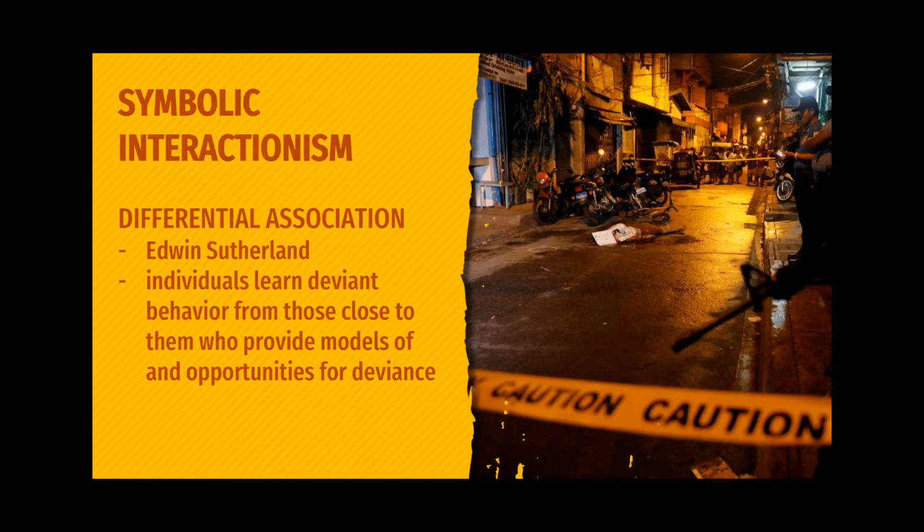Another theory under symbolic interactionism is differential association by Edwin Sutherland, and according to him, individuals learn deviant behavior from those close to them who provide models and opportunities of deviance. So again, the way we act and the social meanings of our behavior are influenced by our social interactions. And if the people we socially interact with most of the time also are engaged in criminal or deviant behavior, then we would think, through the meaning making that we do with the persons we interact with, that it is something that's normal, something that's okay to do.